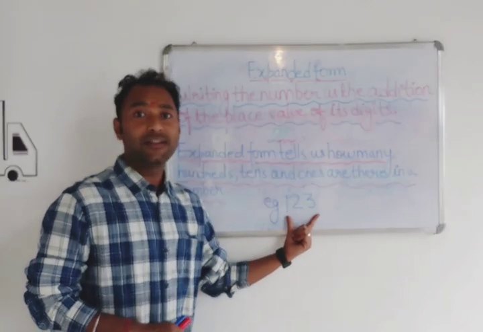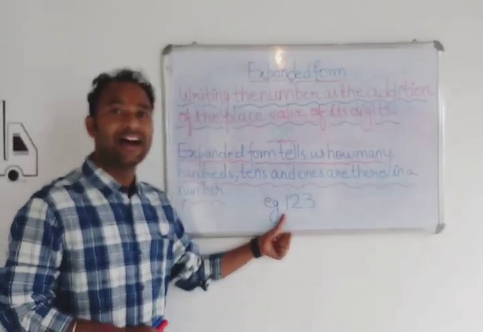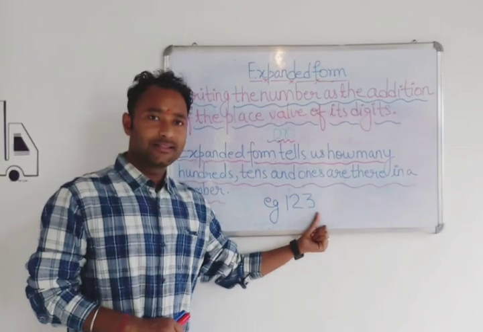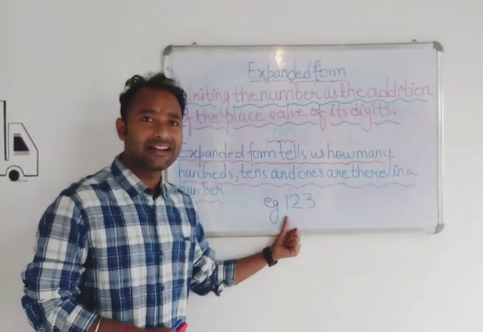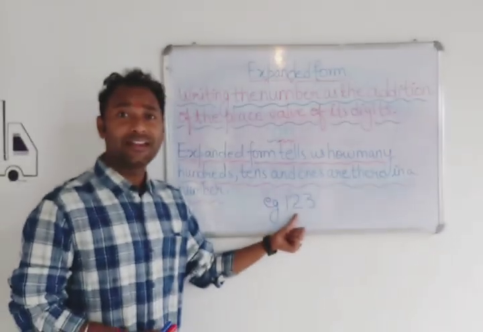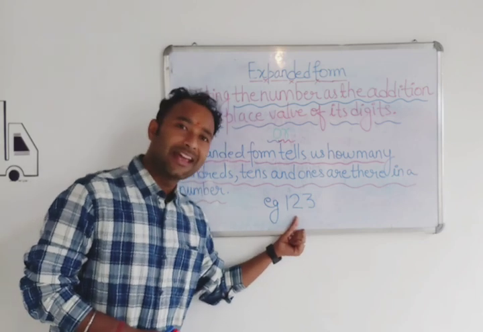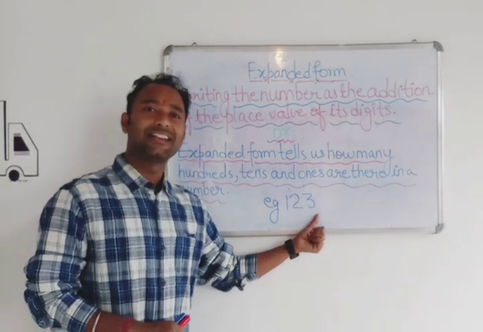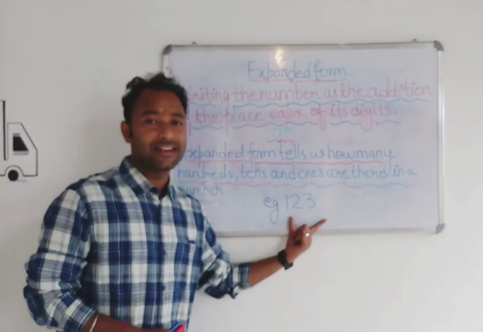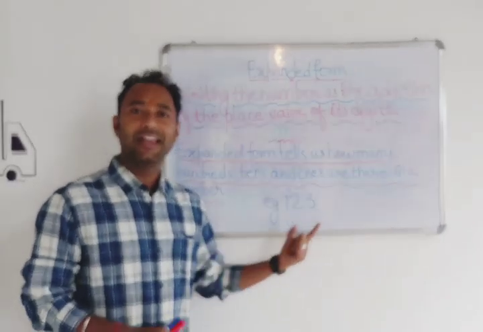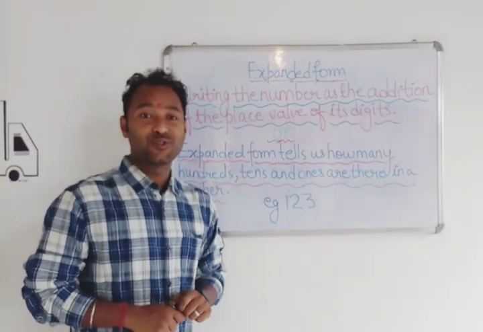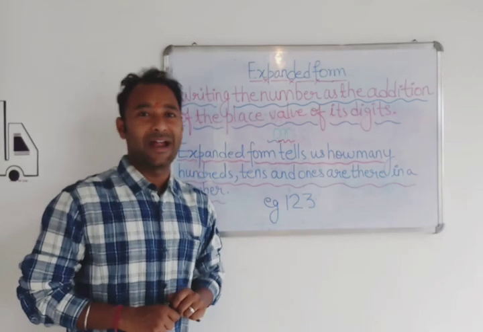Now expanded form says how many hundreds are there, how many tens are there, and how many ones. So in this number, how many hundreds? Yes, 100. How many tens? 2 tens. And how many ones? 3 ones. So the addition of all the place values of the digits, we say that it is expanded form. Now students, let's come to more examples of expanded form.